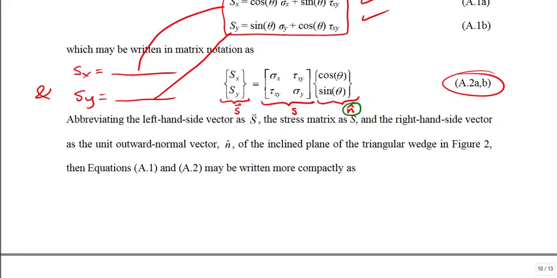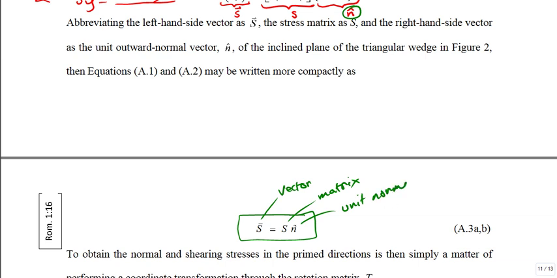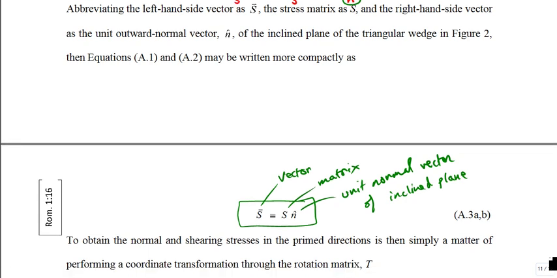Then we can write all of this a little more compactly in this format. This is a vector. This is a matrix. This is the unit normal vector of the inclined plane. So that inclined plane can be perfectly described by this one unit normal vector.